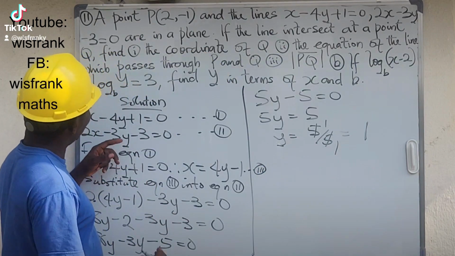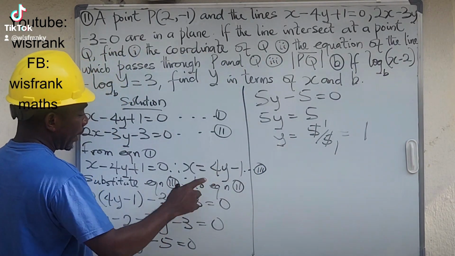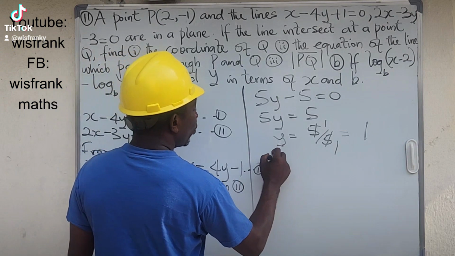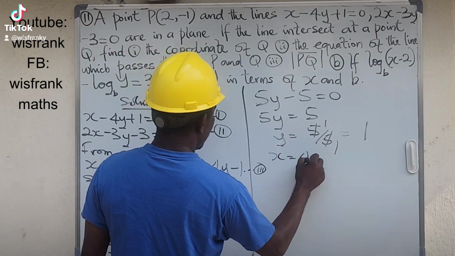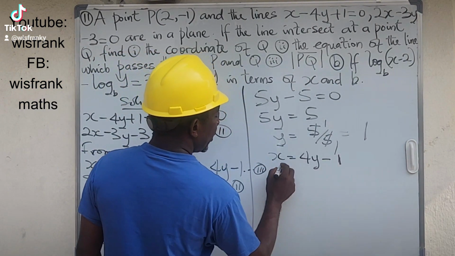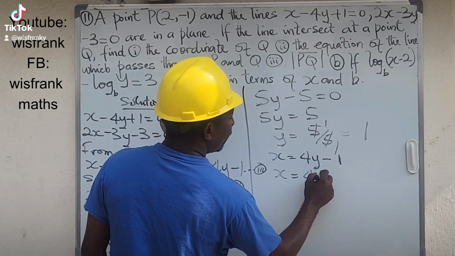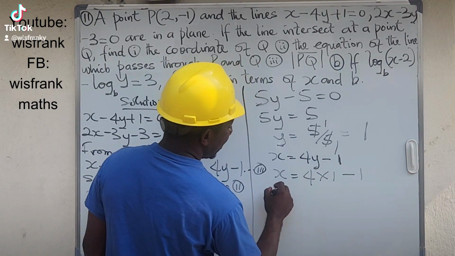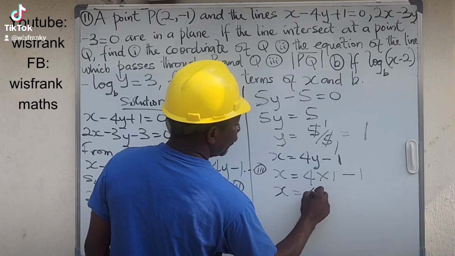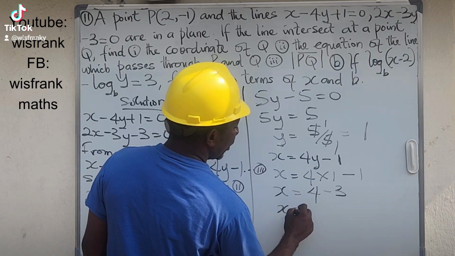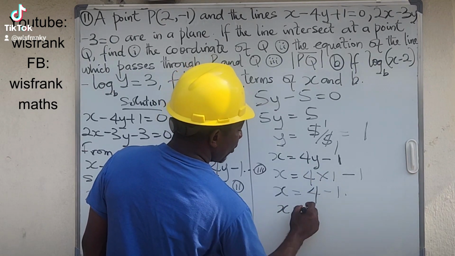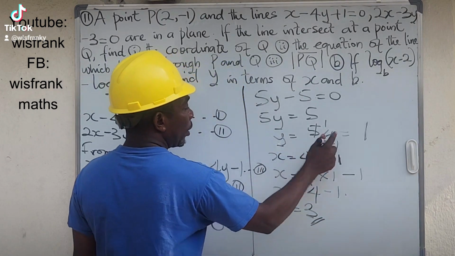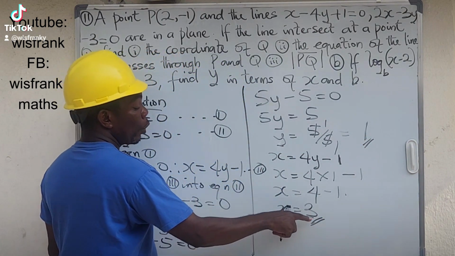So we have y as 1. We are going to substitute y back into equation 3, which was x = 4y - 1. So here we have x = 4 times 1 minus 1. 4 times 1 is 4, minus 1, so our x equals 3. So the value of y equals 1 and the value of x equals 3.